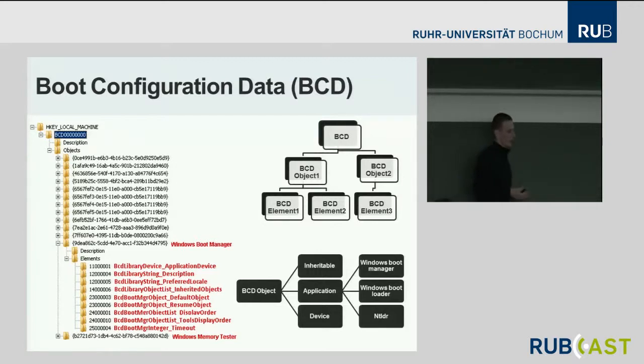Definitely you know about this. This structure was introduced in the Windows Vista operating system instead of the boot.ini file to store parameters which are used by the boot manager and bootstrap code. It consists of several objects of different types. The boot configuration data structure is also mapped at this registry key. So we can see here different objects and elements.